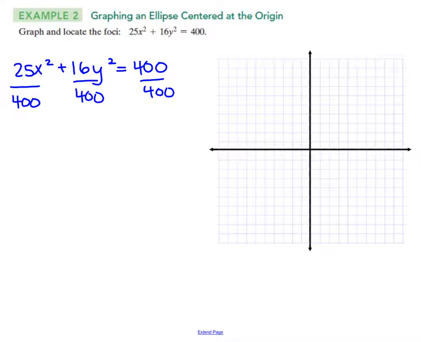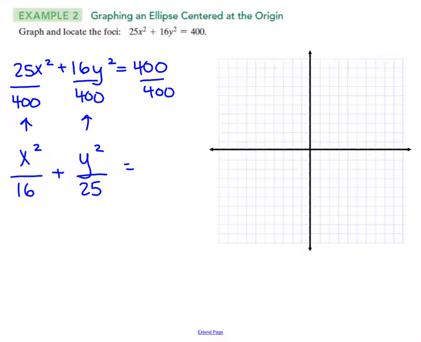And now I simplify it. So I say, what can I simplify 25 and 400 by in this first fraction? We can actually go higher, 25. There is a common factor of 25. So if I take 25 divided by 25, I get 1. 400 divided by 25 is 16, plus, head over to the second fraction. Is there a common factor there? 16. 16, yep. Equals 400 divided by 400 is 1.